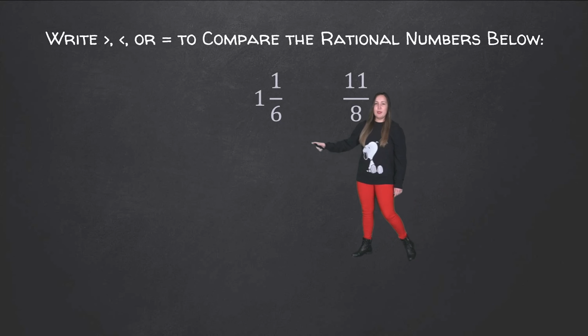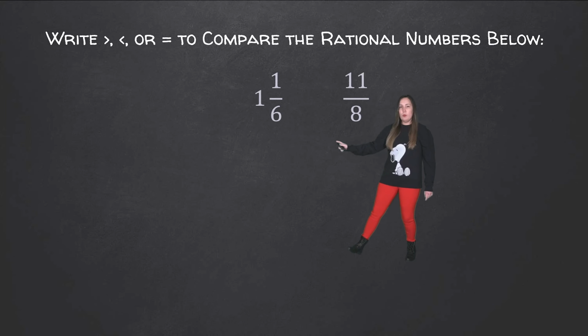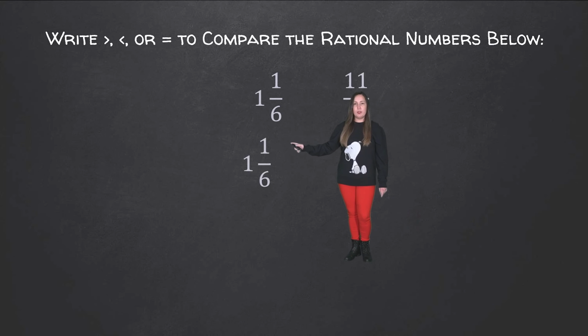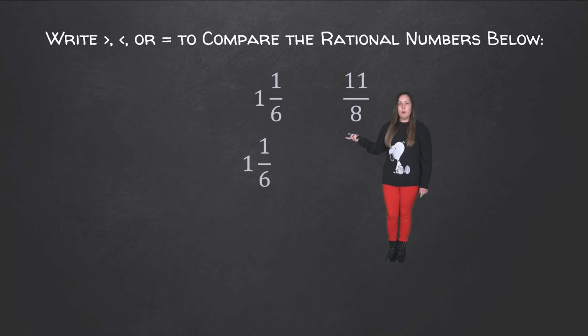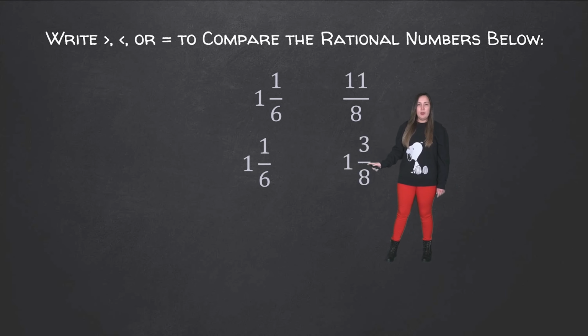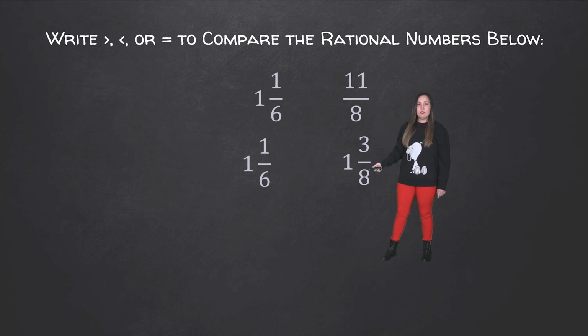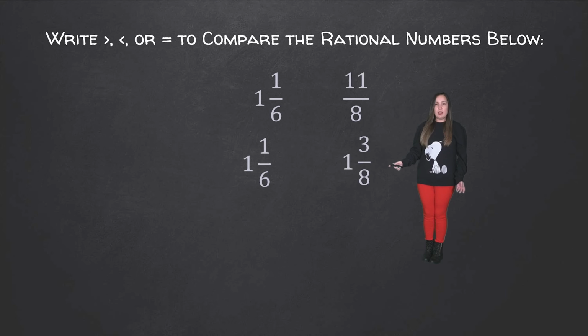To get us started, we have 1 1/6, and we have 11 over 8. Now, 1 1/6 is a mixed number, so we're just going to rewrite it because here we have an improper fraction which we can write as a mixed number. If we do 11 divided by 8, 8 goes into 11 one time with a remainder of 3, so 11 over 8 is equivalent to 1 3/8. Now we have two mixed numbers here, 1 1/6 and 1 3/8. But their denominators are different, making it difficult to compare.